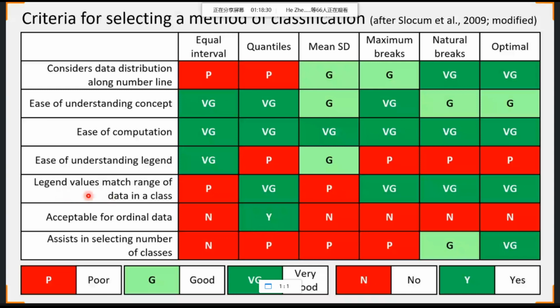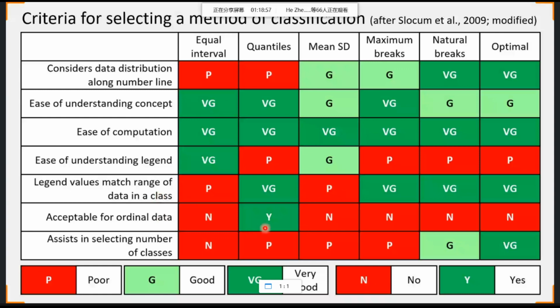We talked about that, so you can change that if you like. So if the legend values match range of data in class, it's not possible with an equal interval, but with the others you can also change the numbers in the legend a bit to have a better fitting here.